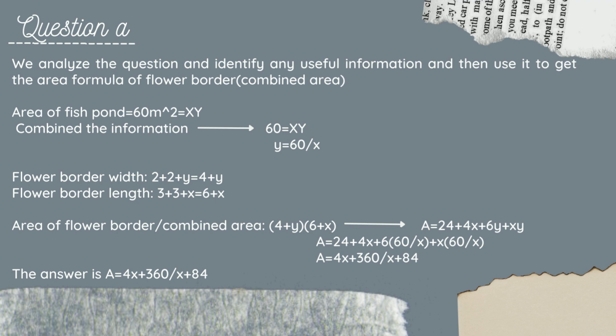But in the question, before we recklessly solve our equation, we must be cautious because in the question, the equation doesn't have any y. So we must substitute y from the information that we got earlier. And the answer we should get is A equals 4x plus 360 over x plus 84.